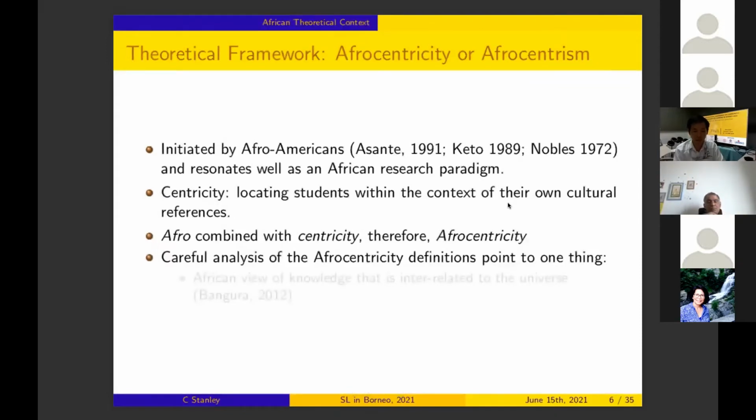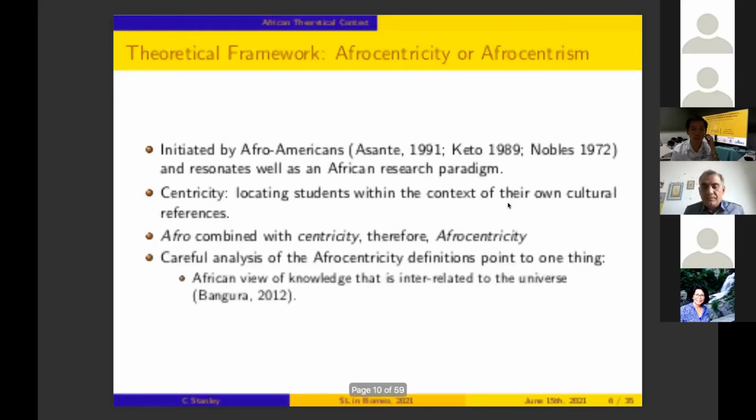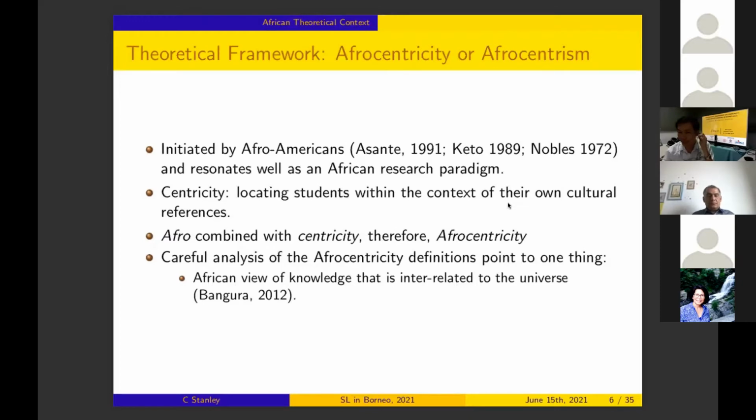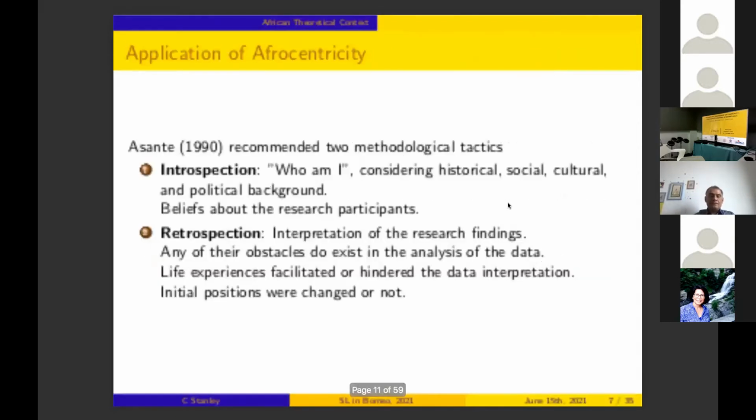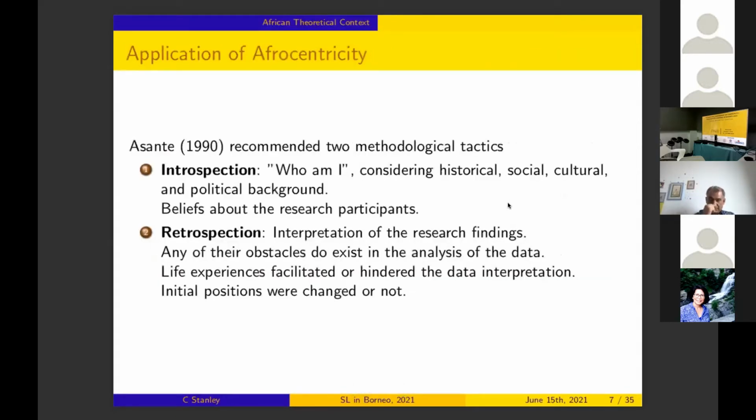The careful analysis of the Afrocentricity definition points to one thing: the African view of knowledge that is interrelated to the universe. Already I was hearing that, you know, we must understand the ecosystem that we are operating in, especially when we are in the community. So it's from that theoretical background that we operate our research. And so what Asante has done is recommend two methodological tactics.